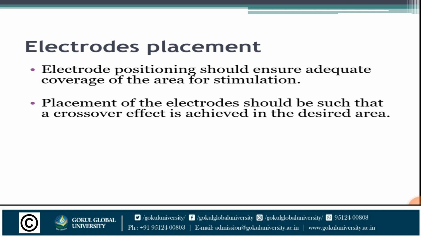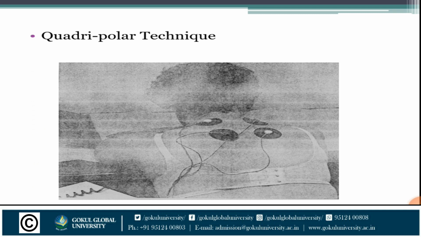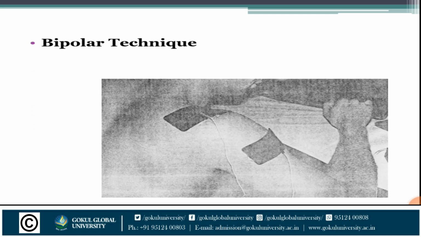Now we go through the electrode placement. Electrode positioning should ensure adequate coverage of the area for stimulation. Placement of the electrode should be such that a crossover effect is achieved in the desired area. Now in this figure, mainly two types of technique are used: quadripolar technique and bipolar technique. In quadripolar technique, 4 electrodes are used and they cross each other. Second is the bipolar technique. In that only 2 electrodes are used. That means only one channel is used.